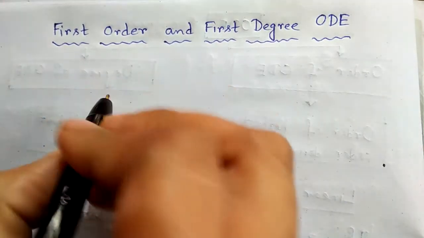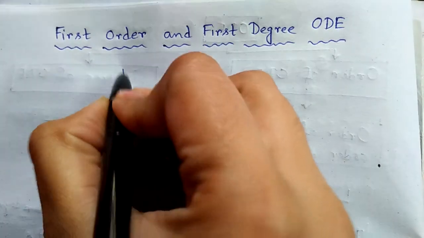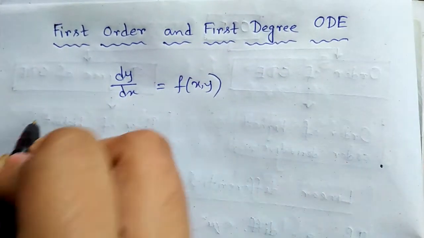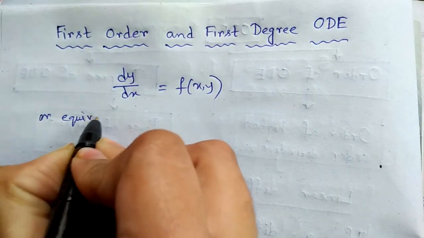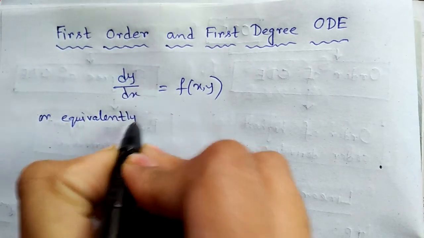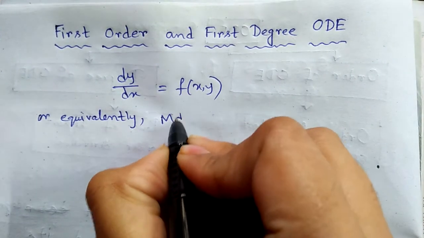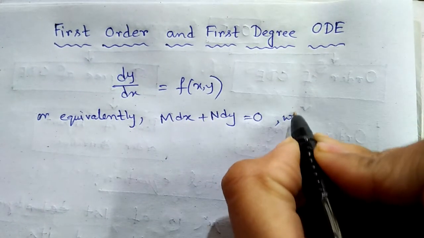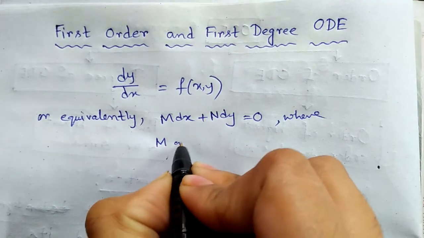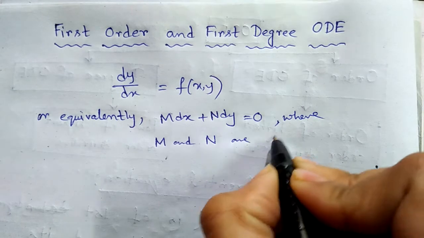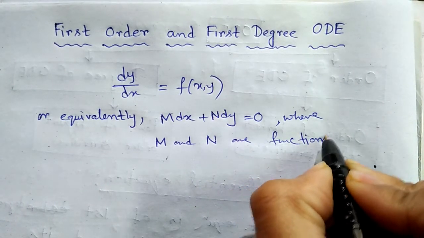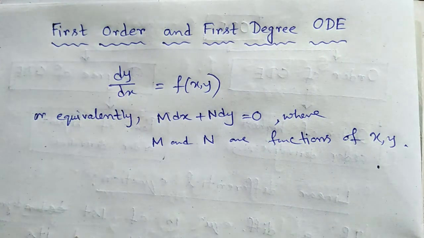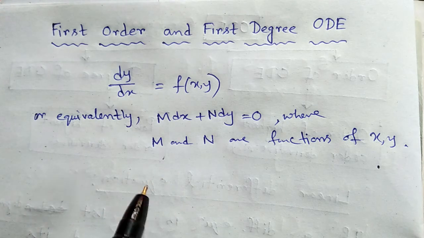Now the general form of first order first degree ODE is dy/dx equal to f(x, y), or equivalently M dx plus N dy equal to 0, where M and N are functions of x and y. So this is the general form of first order first degree ODE.